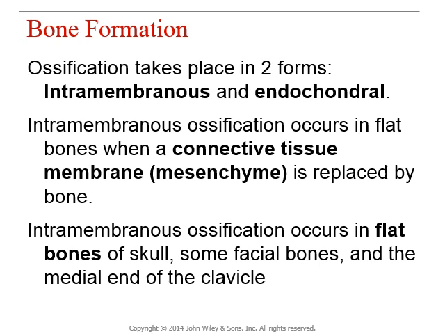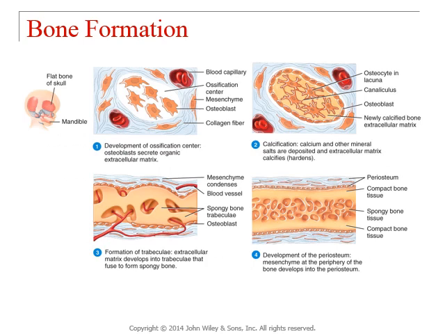In intramembranous ossification, we're going to find this occurs mostly in the flat bones of the skull, so in facial bones, and also the medial end of the clavicle. And that's the important thing to remember. It's the medial end of the clavicle, which is also known as your collarbone. So let's look at the stages for intramembranous ossification.